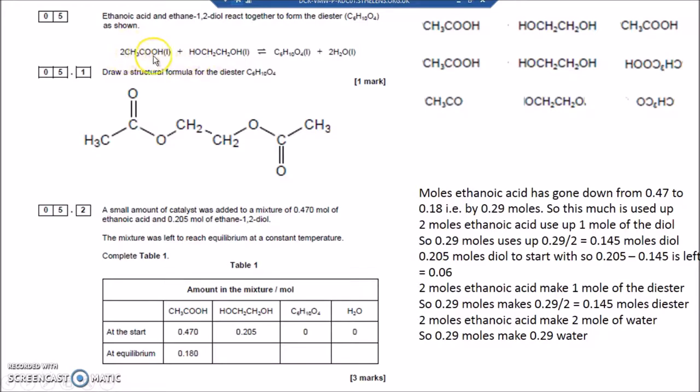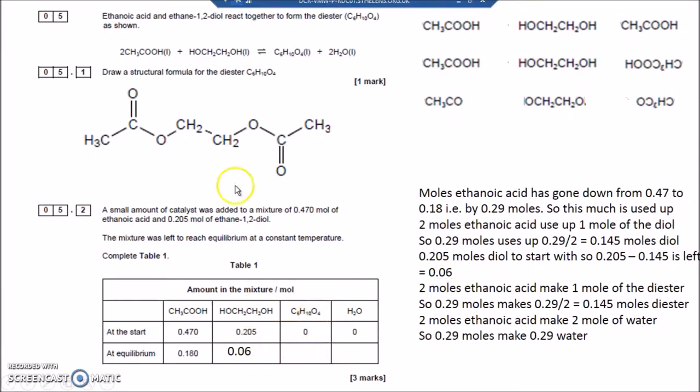Every time 2 moles of ethanoic acid are used up, it reacts with 1 mole of ethane 1,2-diol. So 2 moles of my ethanoic acid react with 1 mole of my ethane 1,2-diol. So if I've just used up 0.29 moles of this, I must have used up half of that amount of ethane diol, 0.145 moles of this must have been used up. Now I can work out how much I've got left. I started with 0.205, I've used up 0.145, so 0.205 subtracted 0.145, 0.06 is left over.